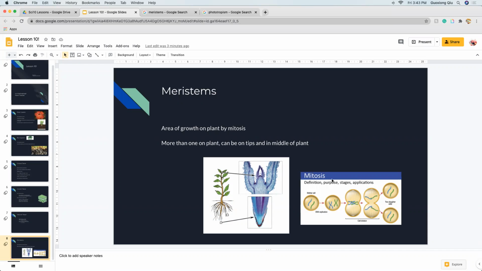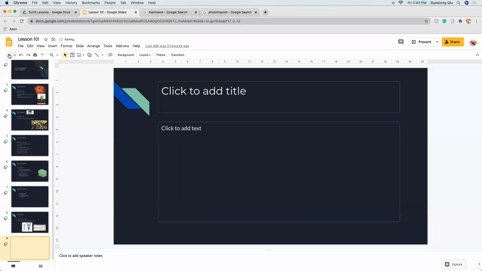And then here I attached an image of mitosis in case you forgot what mitosis was, which is when one cell just splits into two. And then, next topic.